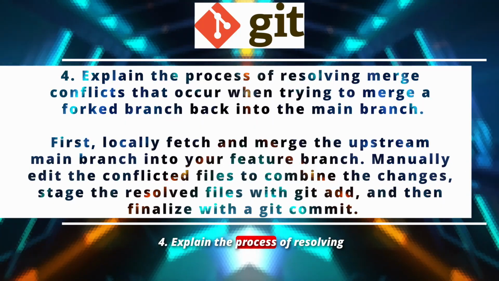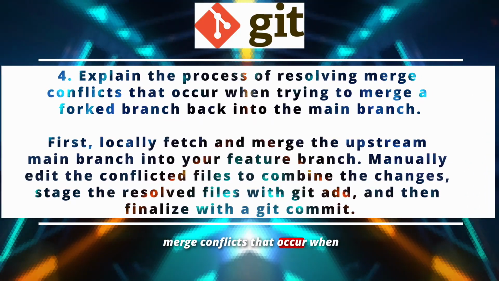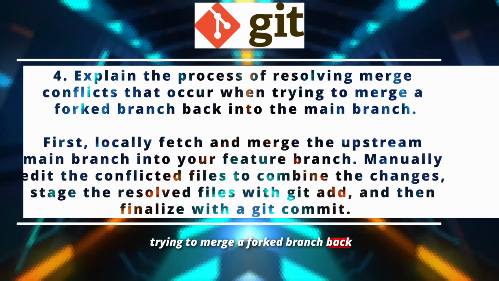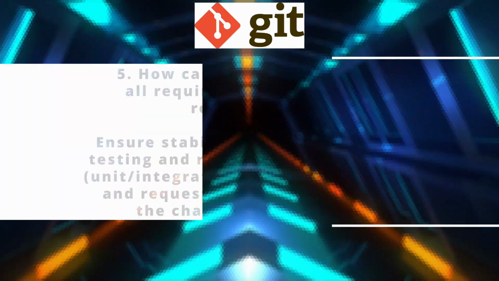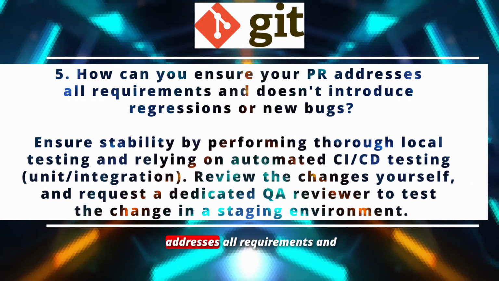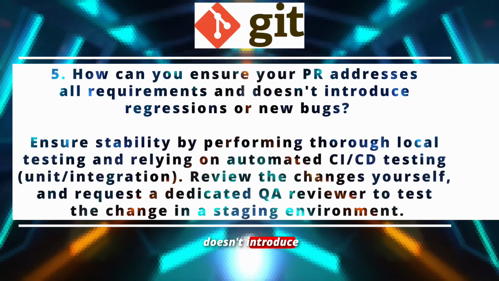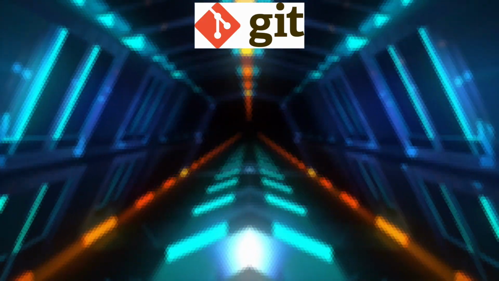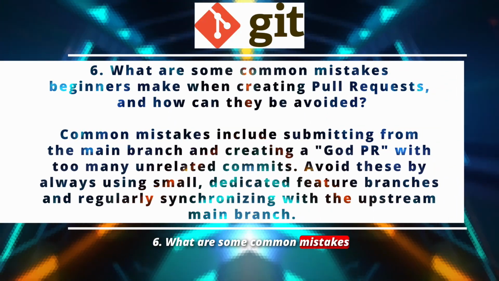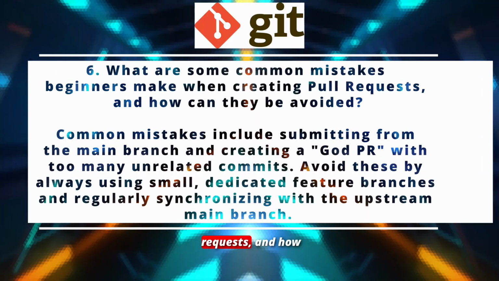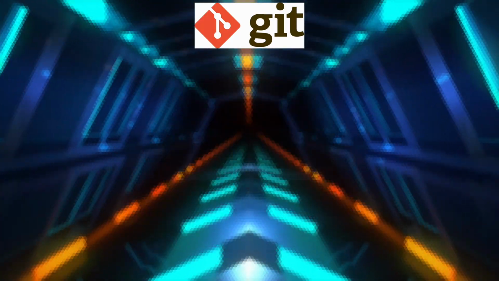4. Explain the process of resolving merge conflicts that occur when trying to merge a forked branch back into the main branch. 5. How can you ensure your PR addresses all requirements and doesn't introduce regressions or new bugs? 6. What are some common mistakes beginners make when creating pull requests, and how can they be avoided?